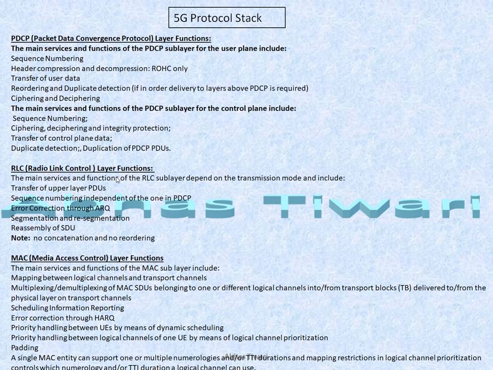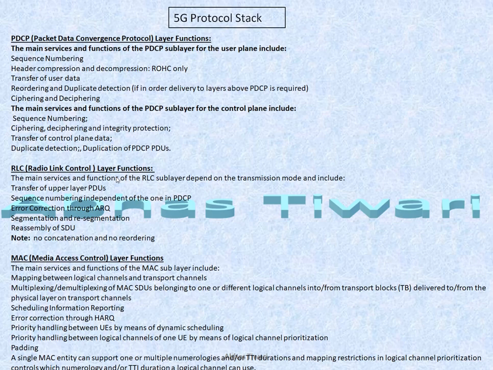PDCP is a layer 2 part of your protocol stack: PDCP, RLC and MAC. So these all three layers are listed here. You can take a screenshot. There are too many functions of each of these layers. A few are listed, and a few which were not considered important are omitted.